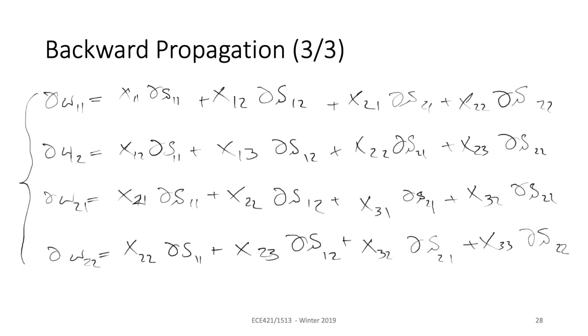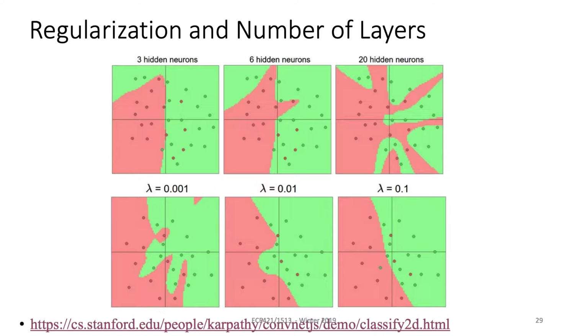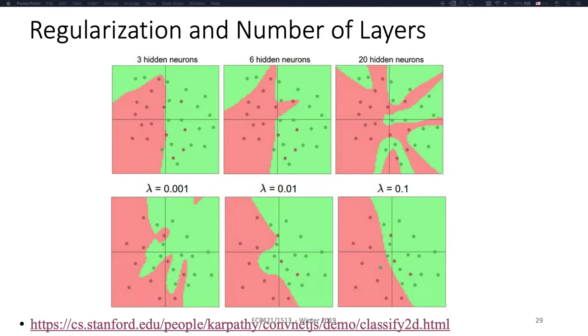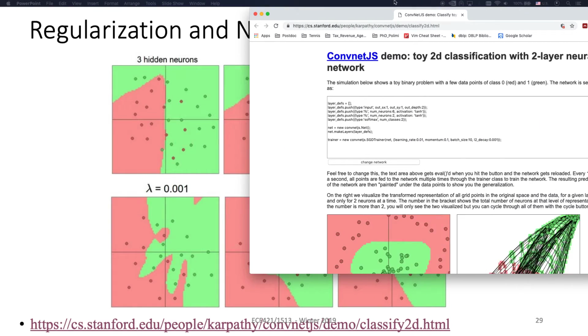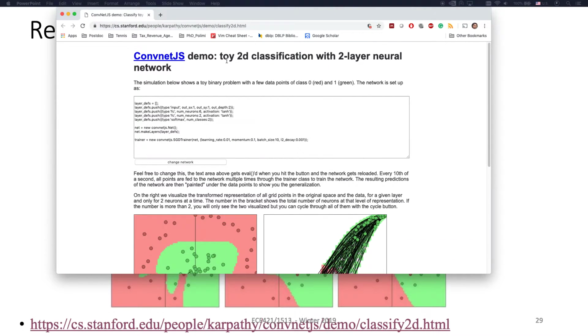So also, I'm just going to leave it here. How are we going to calculate all those partials for W1 up to W22? Also, this is an interesting project. You can play around; it's all in JavaScript. So let me see if I can put it here. I left the link here.